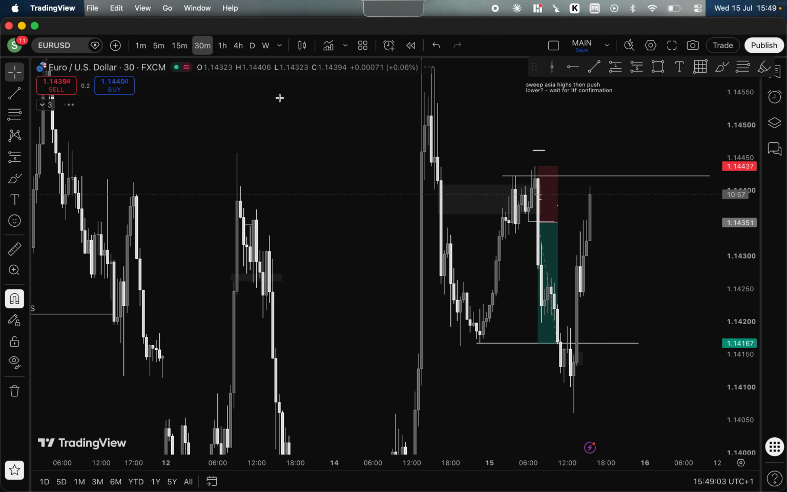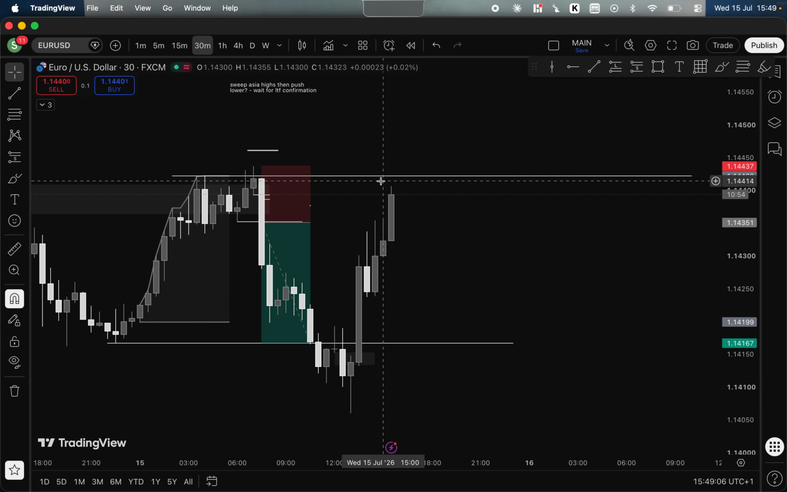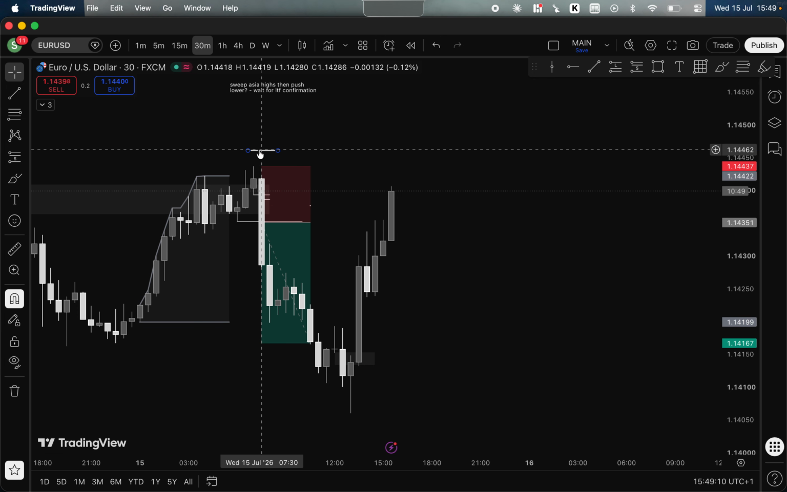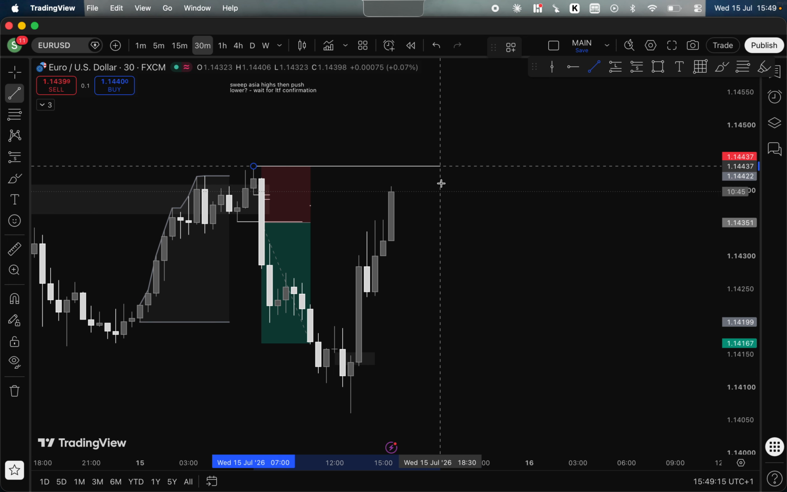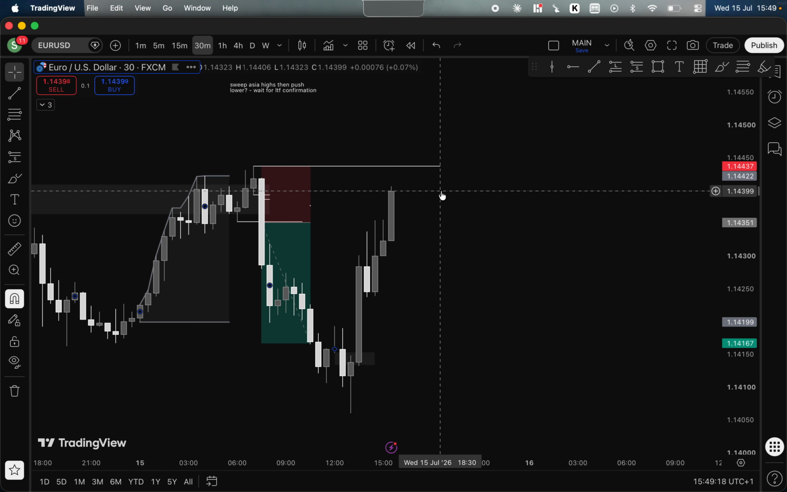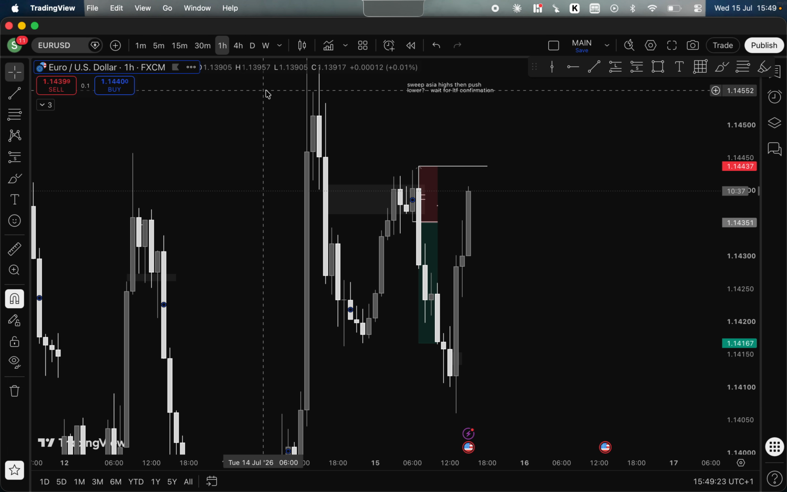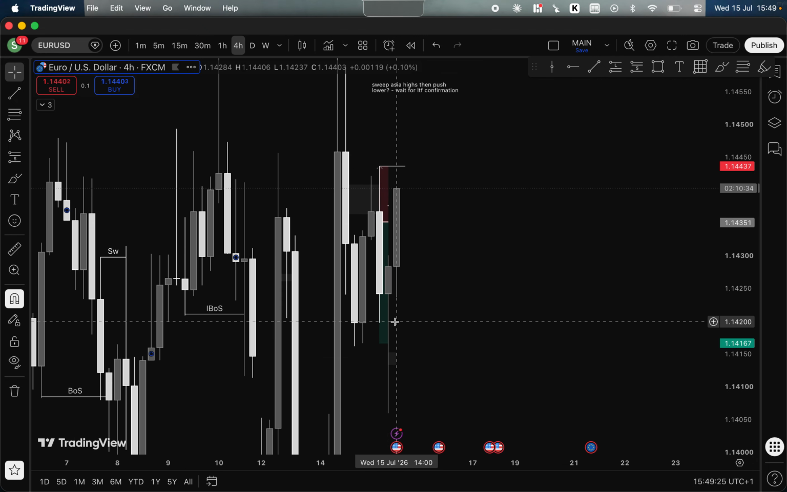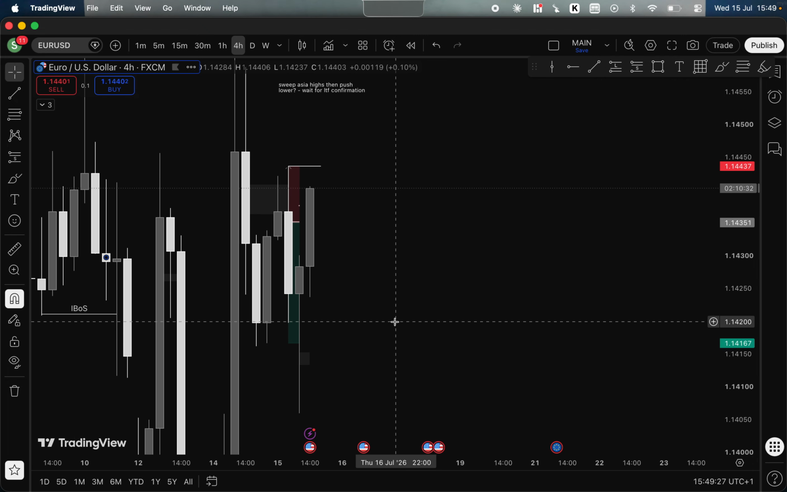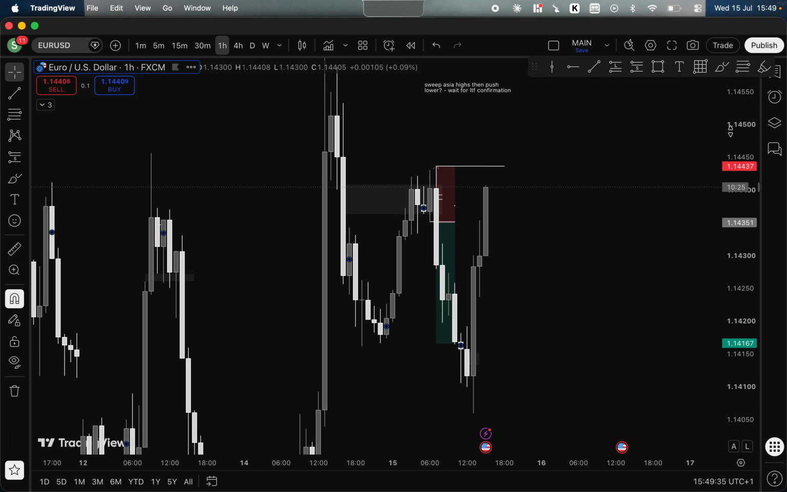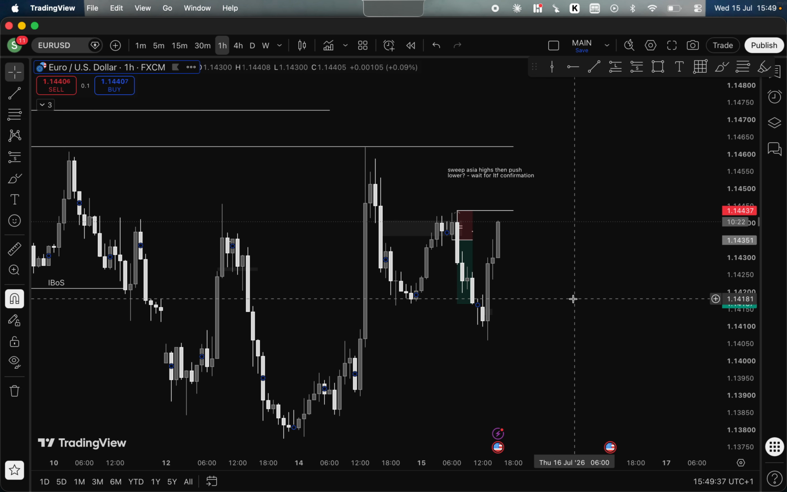What should I go for, sells? Who thinks I should go for sells? Sells from here. We are ranging, but anyway, that's it for today. That's it.